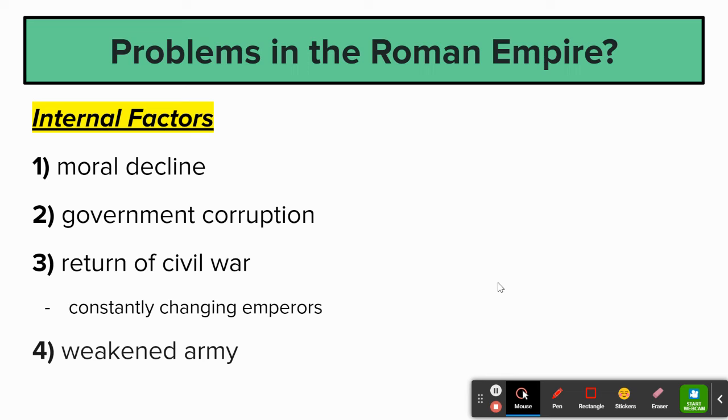Number 4, a weakened army. So as the Roman Empire grew and needed more soldiers to protect its borders, it began to hire foreign mercenaries, foreign soldiers. And the problem with this is these foreign mercenaries were not as loyal to the empire as Roman citizens were.